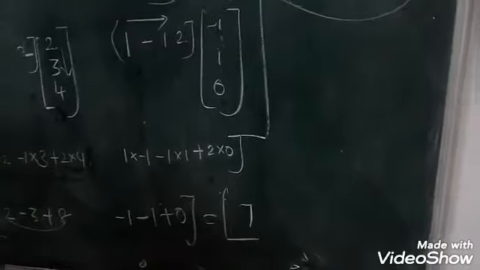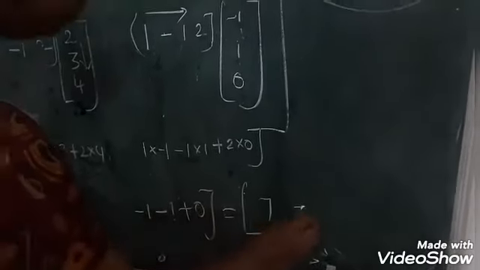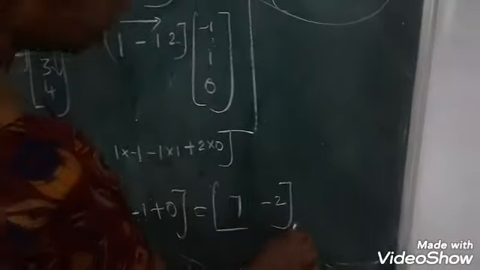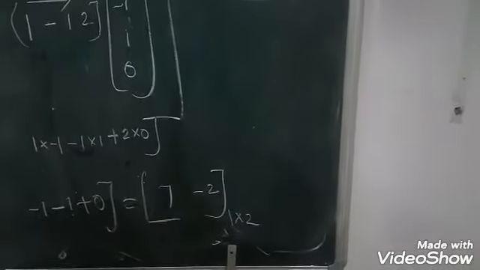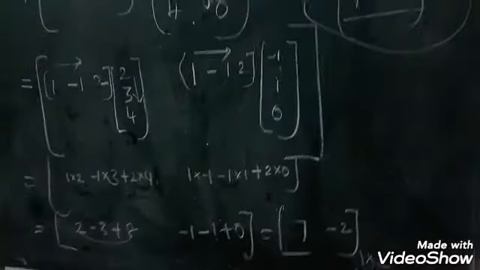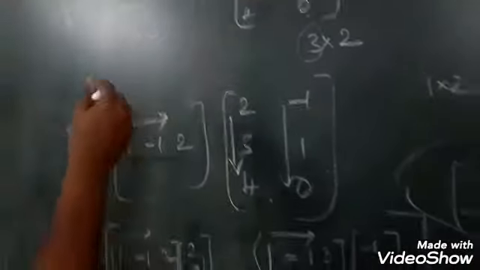The first element is 7. The second element should be minus 4. So now see the elements 7 and minus 2. This is called 1 cross 2. Have you all understood this example, girls? See, once again I will say.